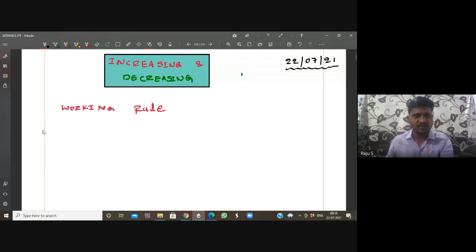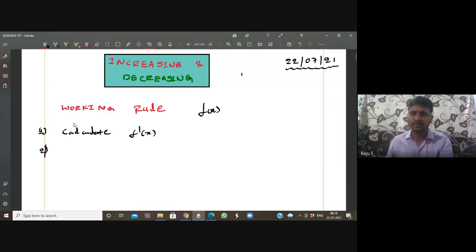The first one is, if f of x is given, it may be any function, trigonometric, algebraic, whatever it is. So what is the first step? We have to calculate f dash of x. This is the first point.